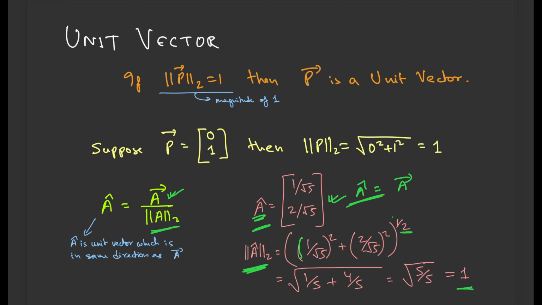This is a unit vector, and this will have the same direction as A, and this will have a magnitude of 1. Unit vectors are very useful in machine learning. We'll see how it's used, but it's a very useful concept for machine learning.